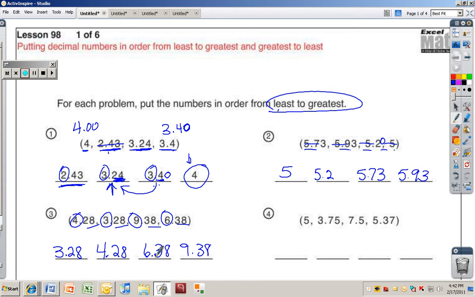All right, number 4, the smallest one here, 3.75. The ones place lets you know that. Now we have 5.37 and 5. 5 is smaller than 5.37. And then 7.5 would be the largest.